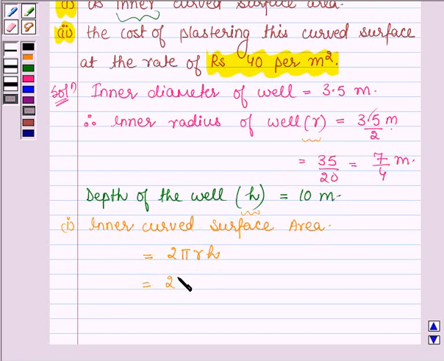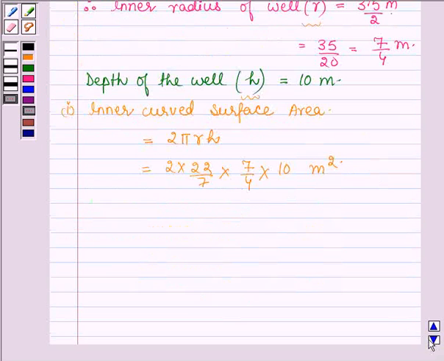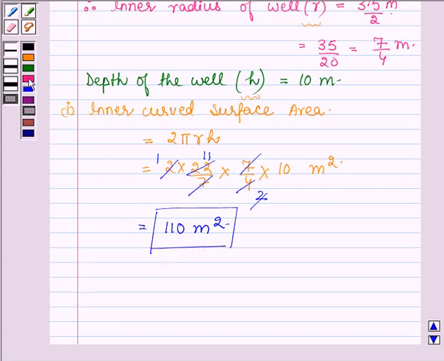So, this is equal to 2 into 22 upon 7 into radius, which is 7 upon 4, into height, which is 10. Now, on simplifying it, 7 cancels out with 7. 2 2's are 4, 2 1's are 2, 2 11s are 22, therefore we have 110 meters square. Therefore, the inner curved surface area is 110 meters square.